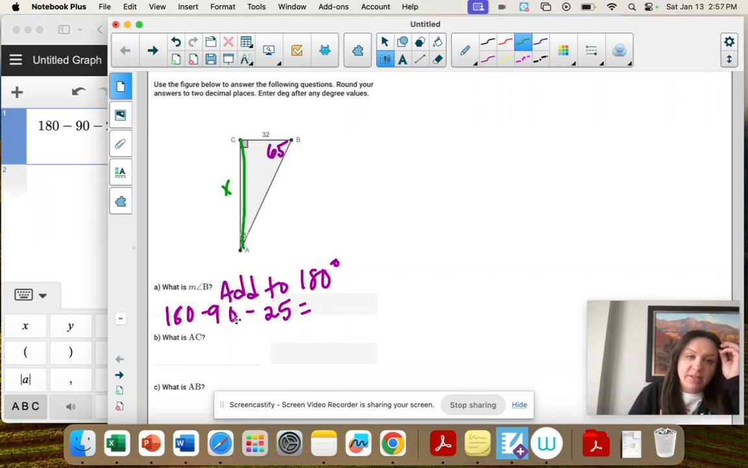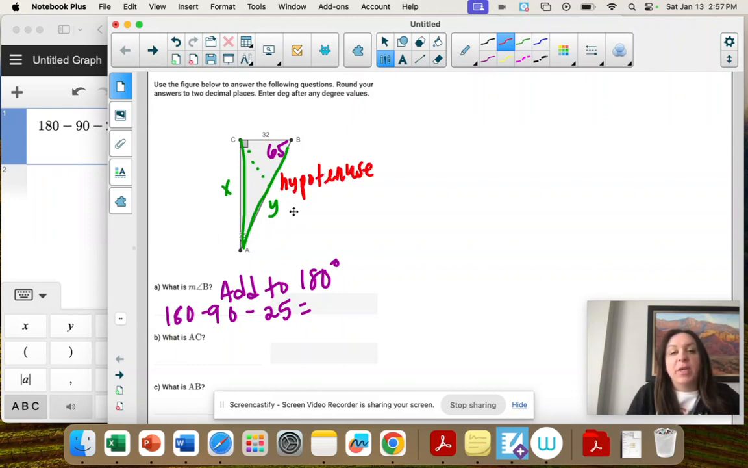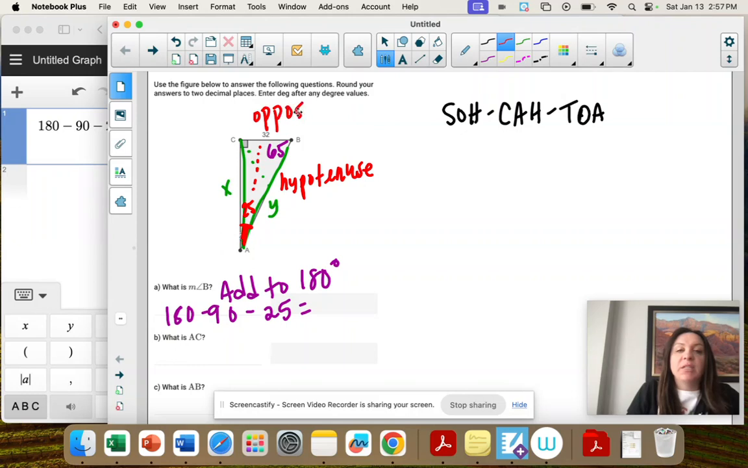I'll call that X, and then A to B, the hypotenuse, we'll call that Y. And I'm going to label that right now because we're going to need it to solve. Because we have an angle on one side, that means we're going to use a trig ratio. So SOHCAHTOA, and then I'm going to use reference angle A. It's 25. It's the one we were given. So this will be the opposite, and this will be the adjacent.